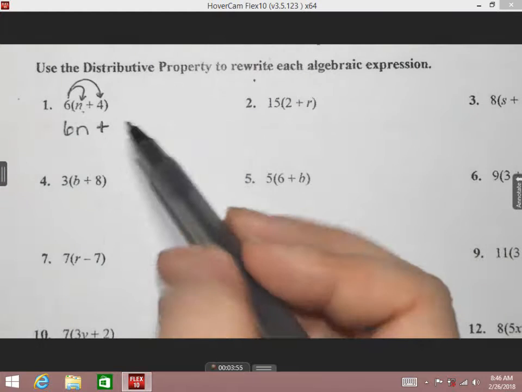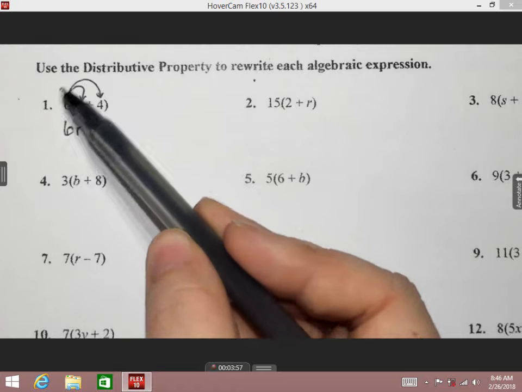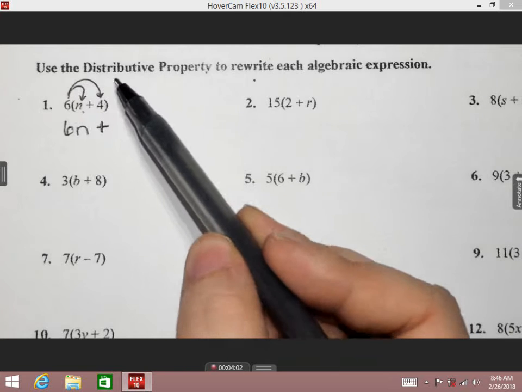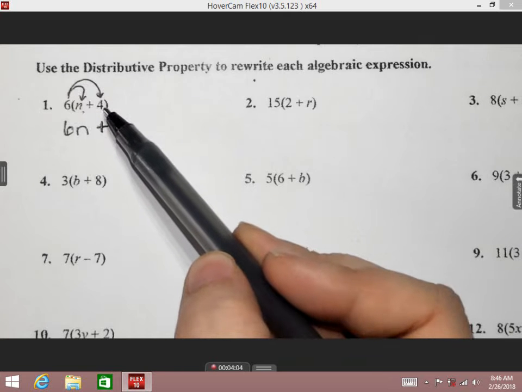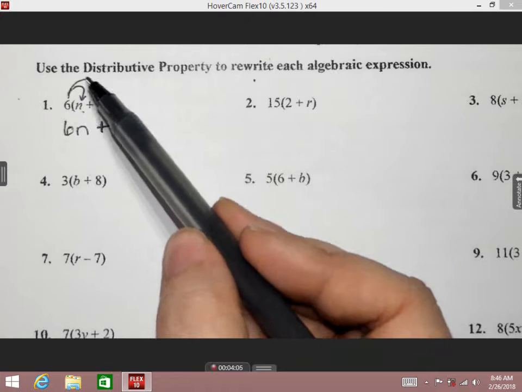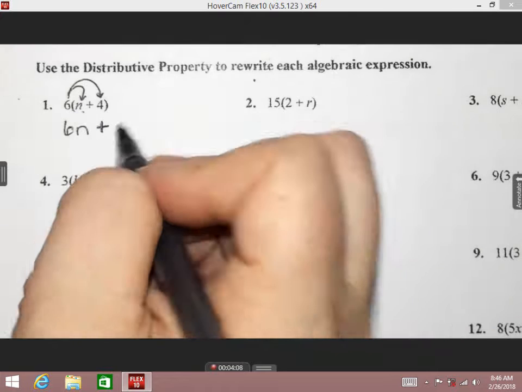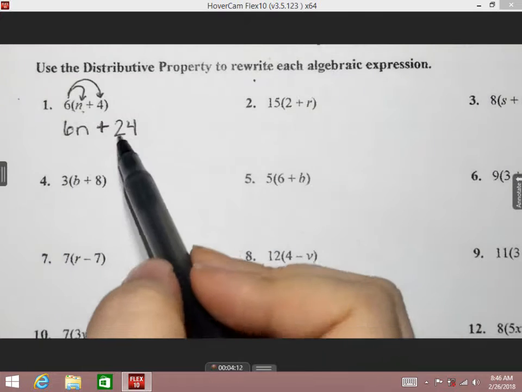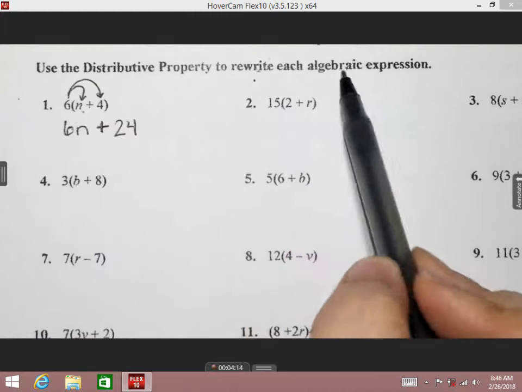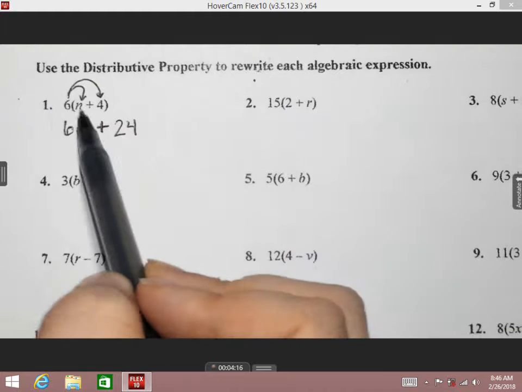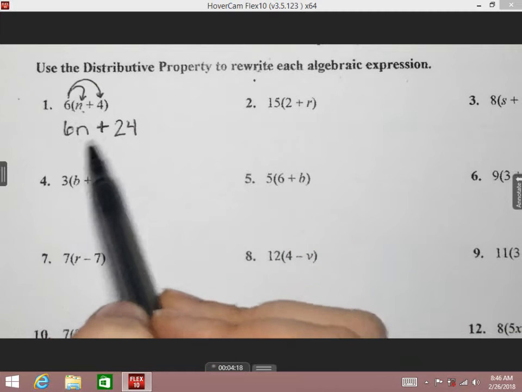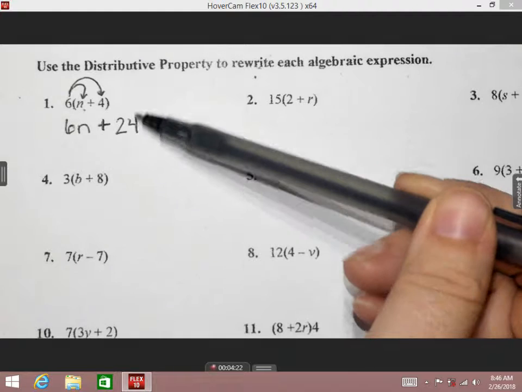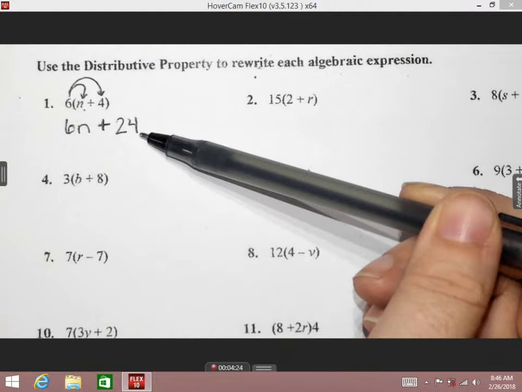All right, then we're also going to do 6. We got to pass it over to the 4. What operation am I using when I pass the 6 to the 4? We're multiplying it. So 6 times 4, what does that give me? 24. Okay, so guys, our goal was to rewrite the algebraic expression. So now instead of it having parentheses, it just says 6n plus 24. Guys, which one of these looks a little bit nicer? The second one, right? Right?